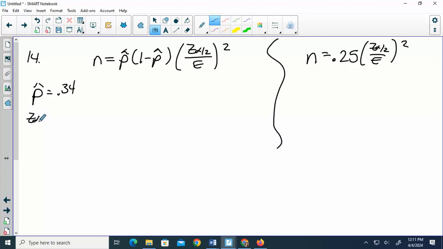My z alpha over 2. Okay, so it is 94% confidence. Is that one given at the bottom of our table? No, so we have to be able to think about it. If 94% is in the middle, that has 6% left over, so 3 on each side.